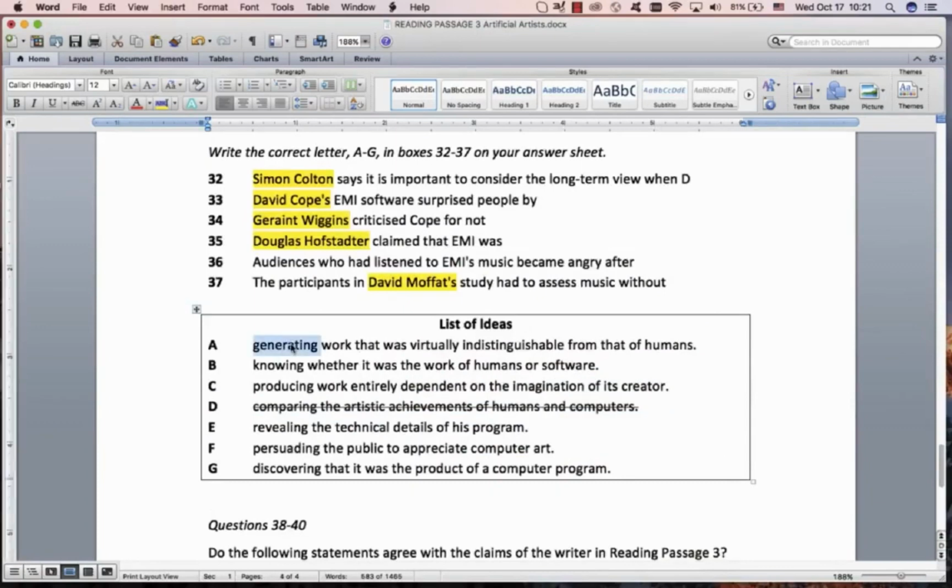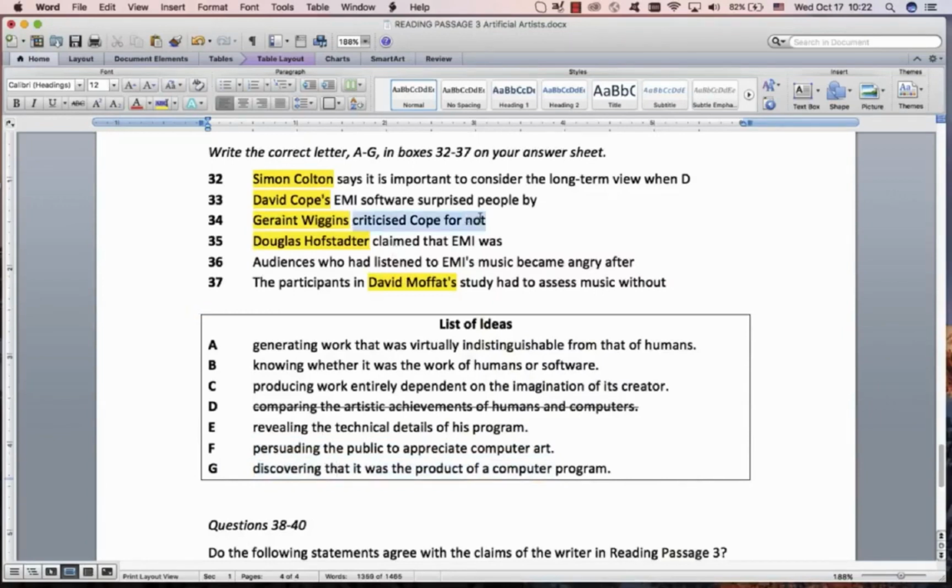Very important here is to look at this verb, and see who is doing this verb. In this example, the software did the verb. So the software generated work, the software knowing whether it was human, the software producing. I didn't see anything about technical details. I didn't see computer art, maybe, but the software didn't persuade, only people persuade. And the software didn't discover. Anyway, I think that one is a bit tricky. I'm going to skip it.